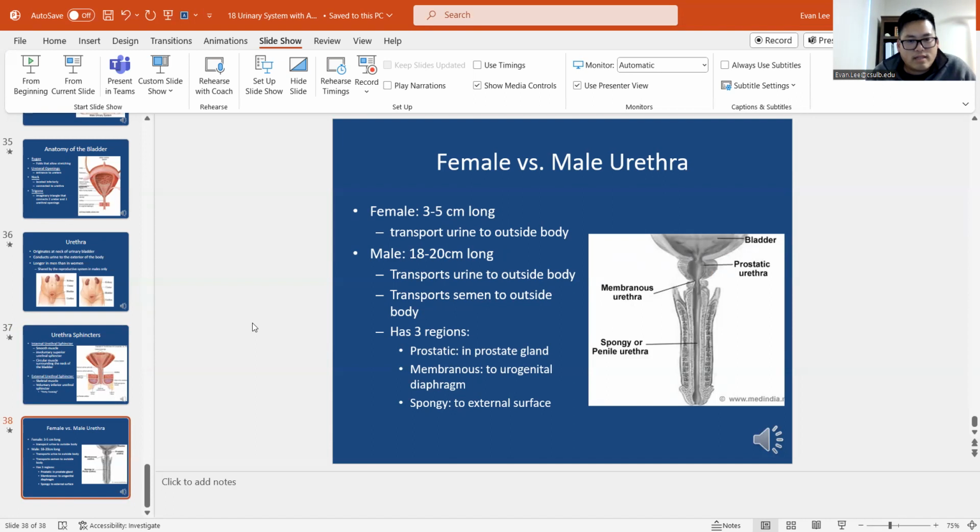So, with that said, the urinary system is really important, and hopefully you have a better idea of how urine is made and why urine is made.